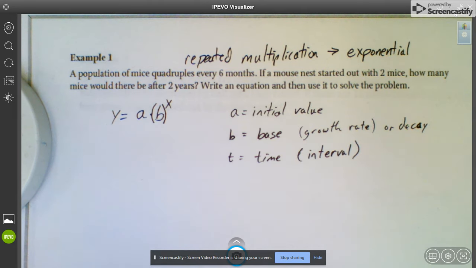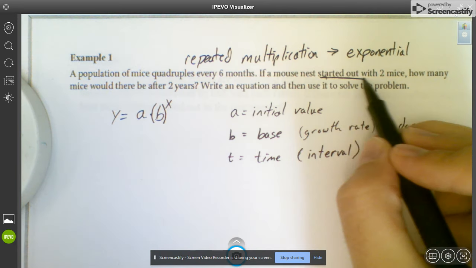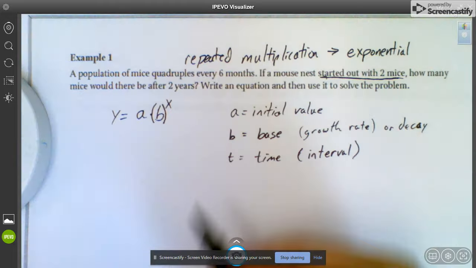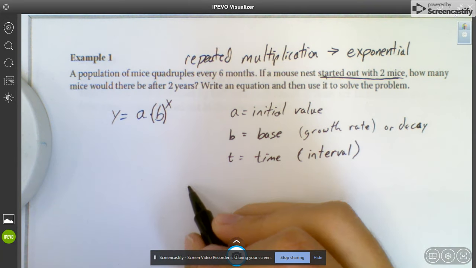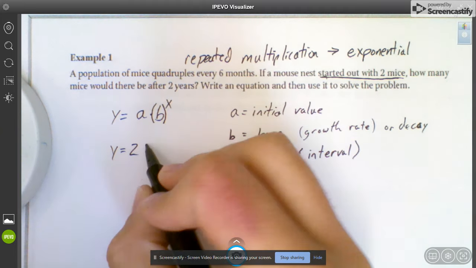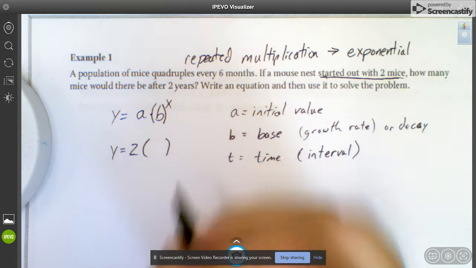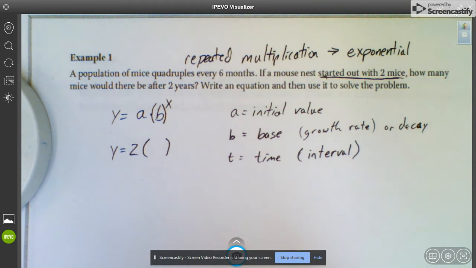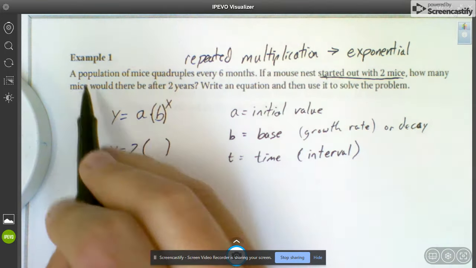If a mouse nest started out with 2 mice, started out with, keyword there, 2 mice, that is your A value, your initial population. So a equals 2. All right, and then we've got to figure out what B is and T. So growth rate or decay. So what's the rate at which the population is changing? All right, that goes back to the first sentence.